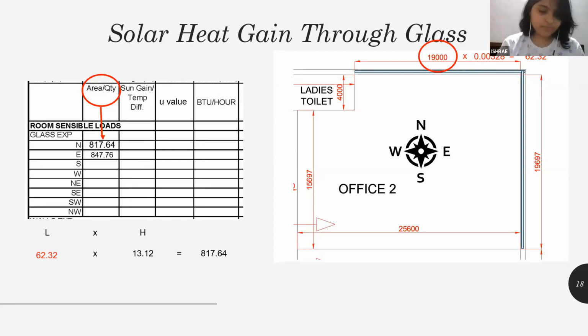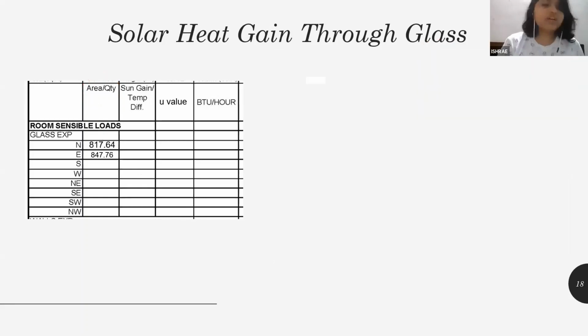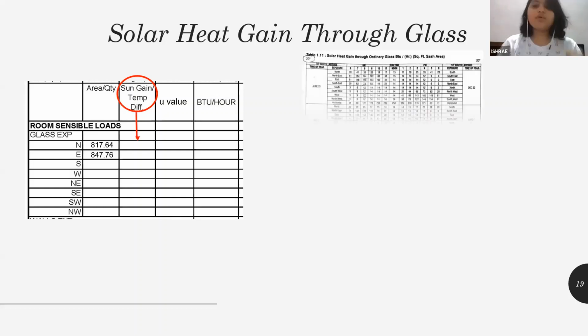For the east side. Now, after we have calculated area, we need to know the solar heat gain through glass. Solar heat gain through the glasses, when your sun is hitting your glass, how much solar heat is being absorbed by the glass. So how do we calculate this? And again, ISHRAE has provided you with a chart to make it much more easier for you.